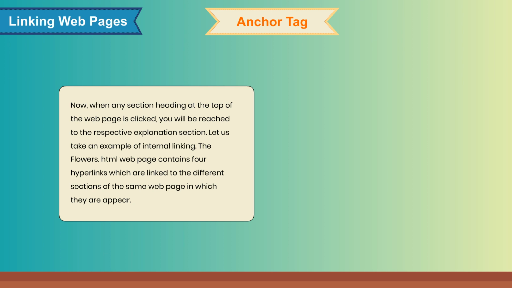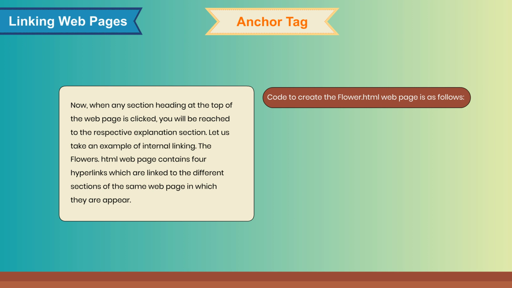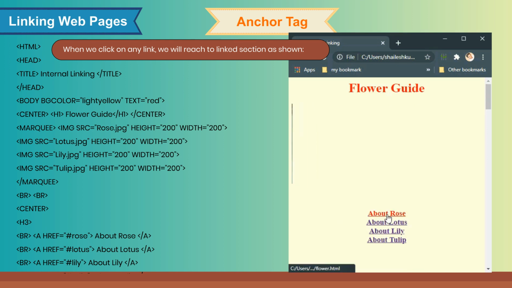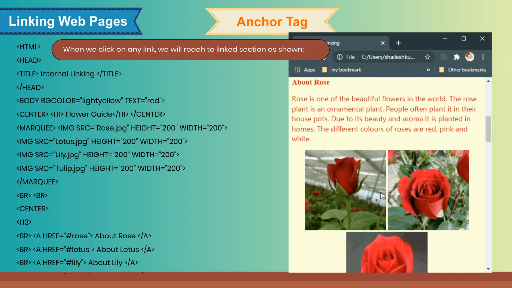respective explanation section. Let us take an example of internal linking. The flowers.html web page contains 4 hyperlinks which are linked to the different sections of the same web page in which they appear. The code to create the flower.html web page is as follows. When we click on any link, we will reach the linked section as shown.